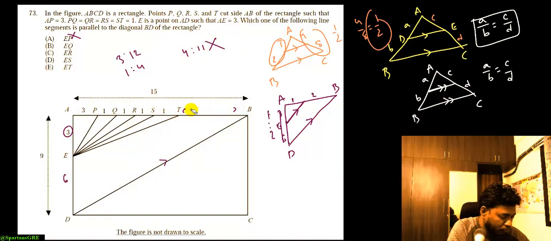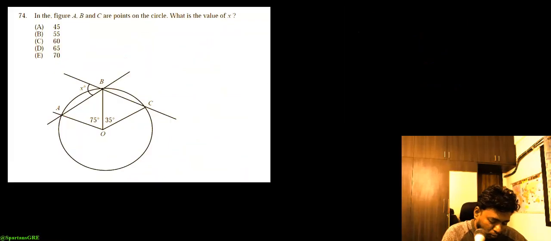Now my third option is ER. If ER is the answer, this length till here is 5 and the remaining length is 10. So you're getting a 1:2 ratio. You can stop it here. So your answer is C, right? So let's move on to our next question.